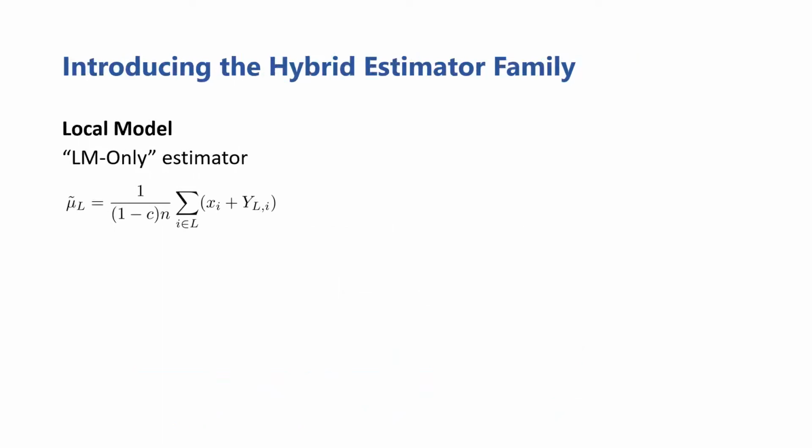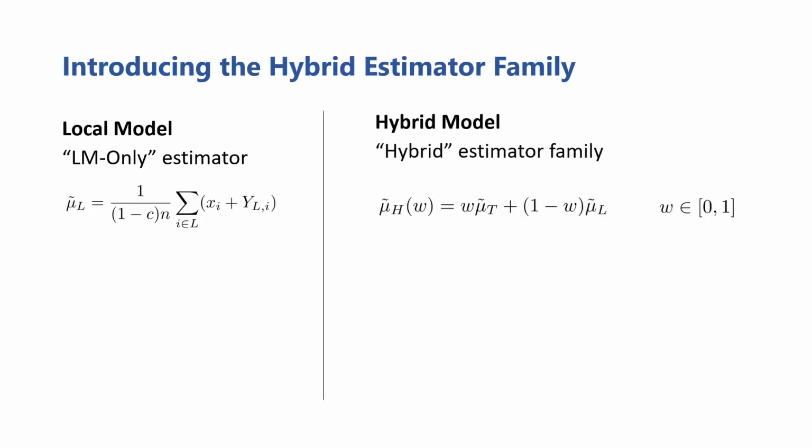At this point, we're almost able to define our hybrid estimator. We just need to define one more local model estimator first, which we call the LM-only estimator. It's very similar to the full LM baseline estimator, except now, instead of using the data of all the users, we only use the data of the LM users. The reason this wasn't proposed as a baseline estimator is because it has strictly higher error than the full LM estimator.